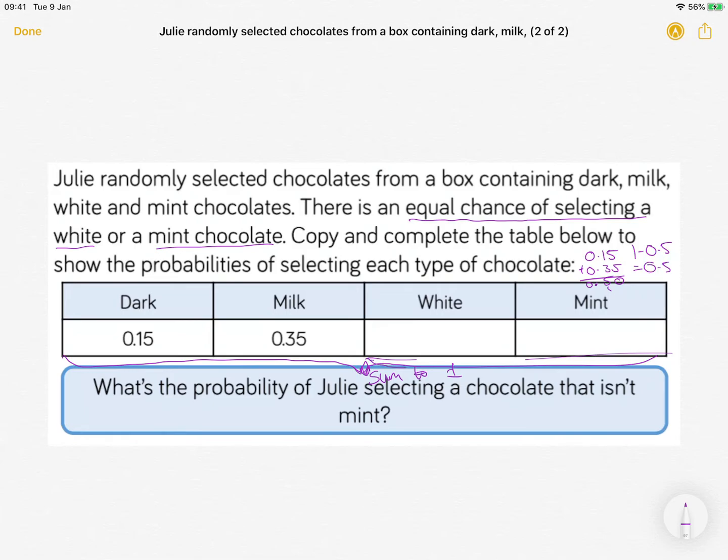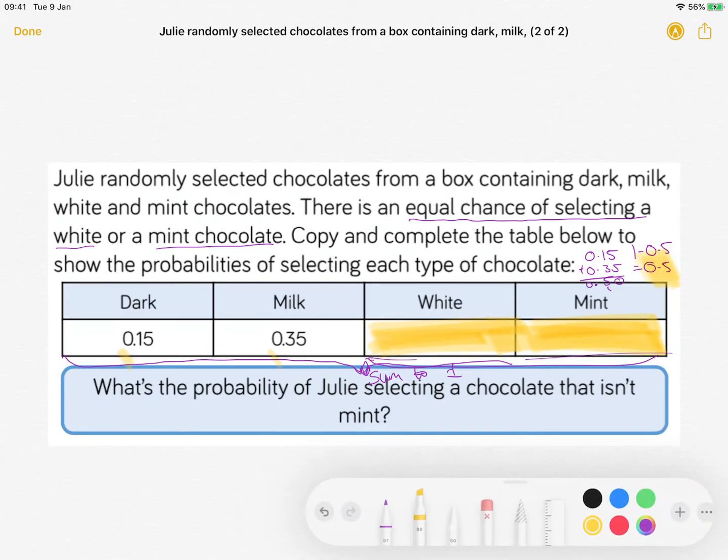So I know that across these two boxes, let's change colour so it's a bit clearer, across these two boxes, they must add to 0.5 because these two here add to 0.5. That means that I know all of them add to 1. We saw that if it's certain that I must pick a dark, milk, white or mint altogether. So 1 take away 0.5, these two boxes add to 0.5.